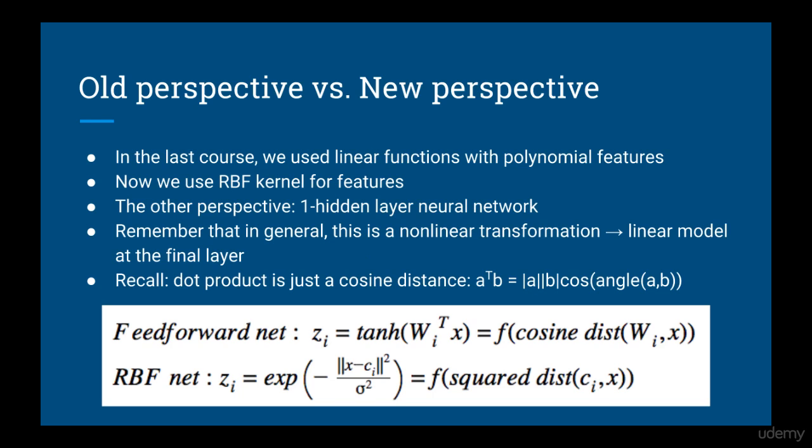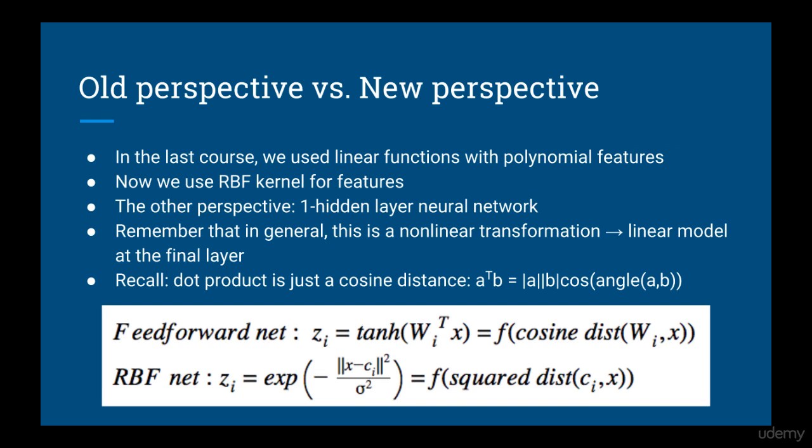Okay, so that was the perspective where, instead of using polynomials as the feature extractor, like we did in the last course, we use RBF kernels as the features and then put a linear model on top. The other perspective is that this is actually a one hidden layer neural network. Remember that a one hidden layer neural network is just a nonlinear transformation at the hidden layer and then a linear model for the final layer. Well, this is exactly what we're doing here.